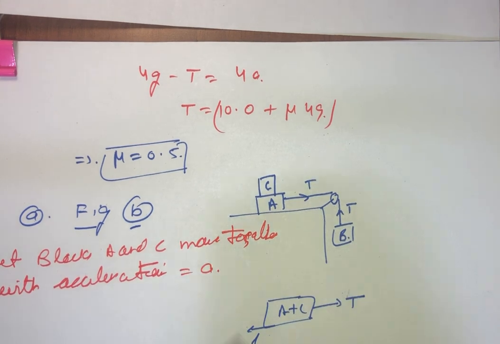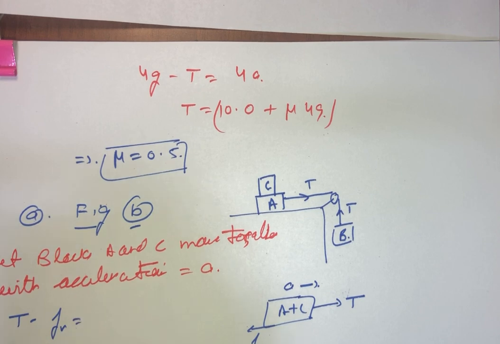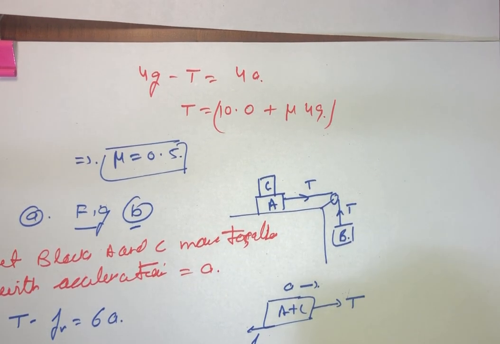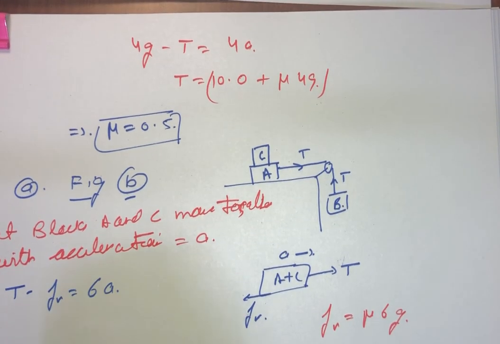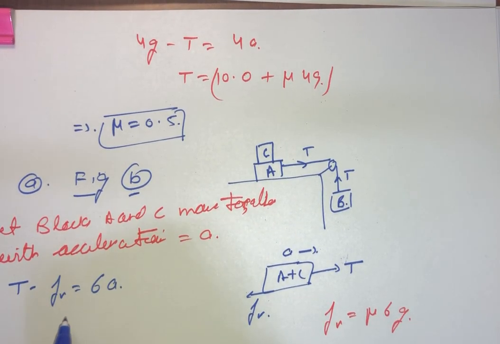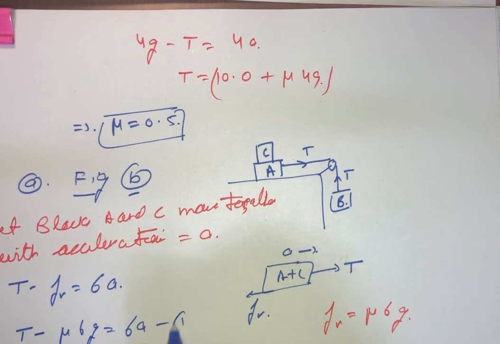So we can write this equation as, they are moving with acceleration a. T minus Fr is equal to the mass of A, which is 4, plus C, which is 2, so this will be 6a. And we can find out Fr. Fr will be equal to mu 6g. So we put Fr, and we get T minus mu 6g is equal to 6a. That is equation number 1.